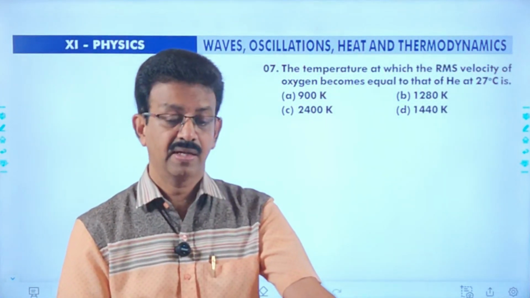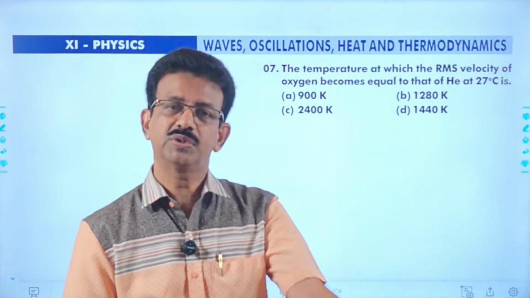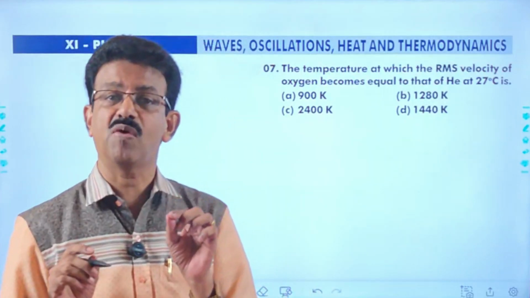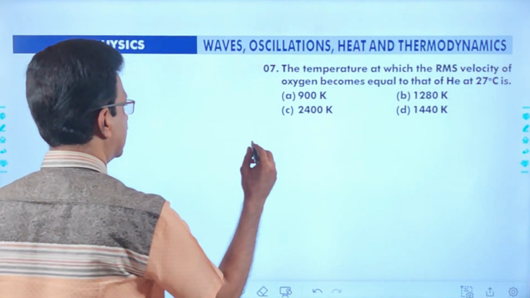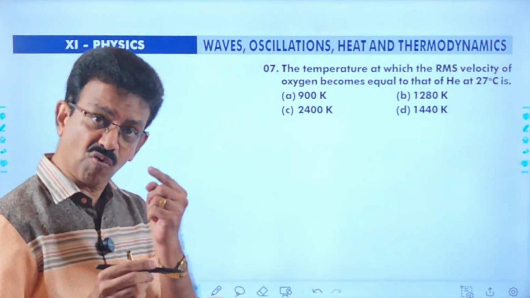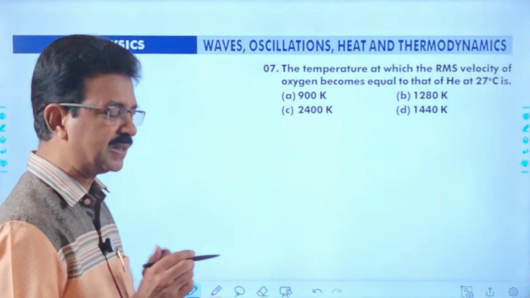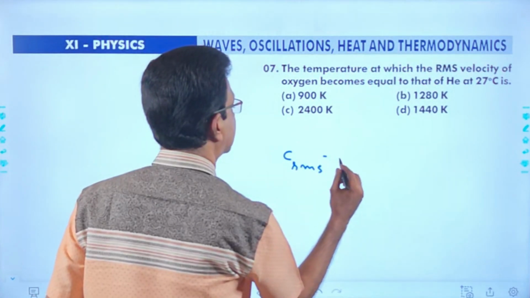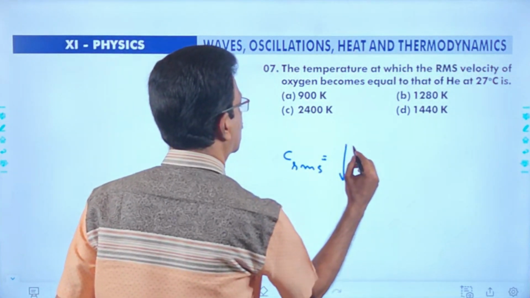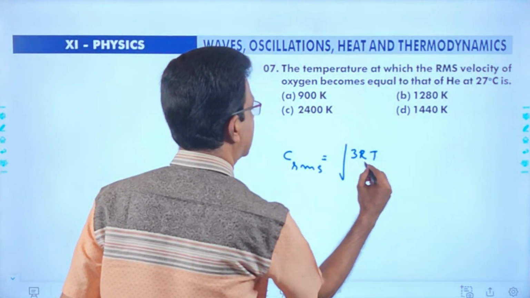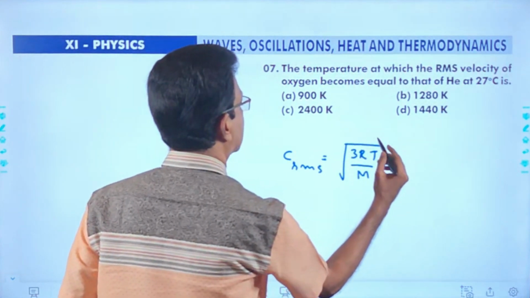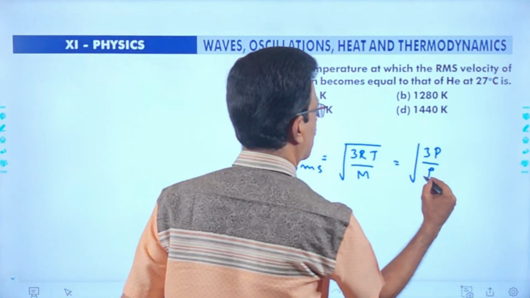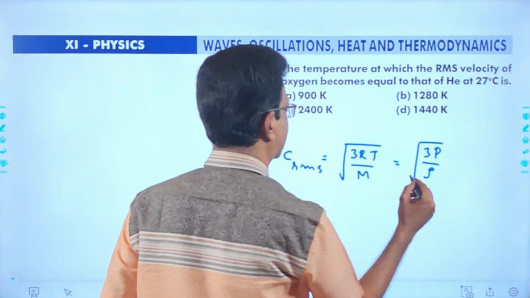Question number 7. Question is about RMS velocity. Using the postulates of kinetic theory, we have some equations. The kinetic energy of 1 mole of an ideal gas is 3 by 2 RT. Similarly, the expression for the RMS velocity, C_RMS. Yes, 2 equations are there: root of 3RT by M and root of 3P by rho. P is the pressure, rho is the density of the gas.